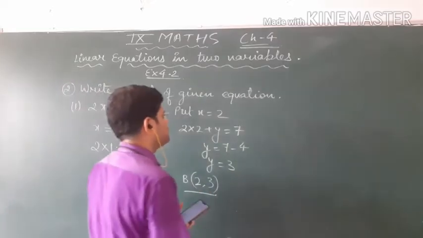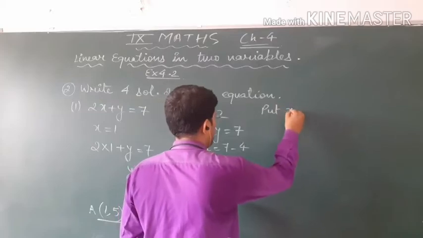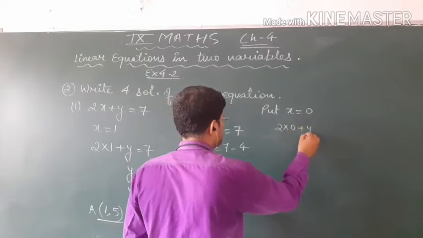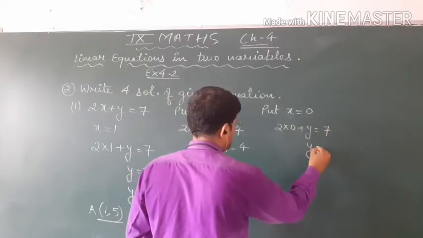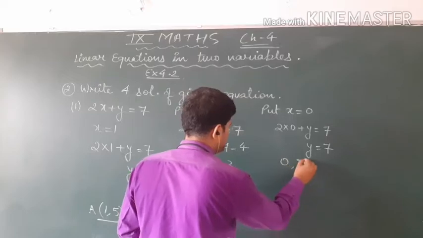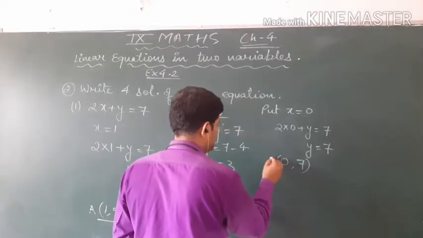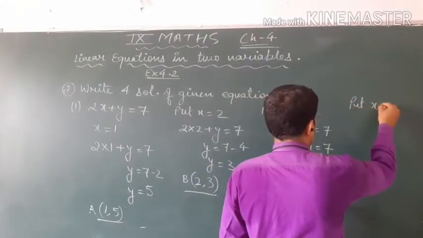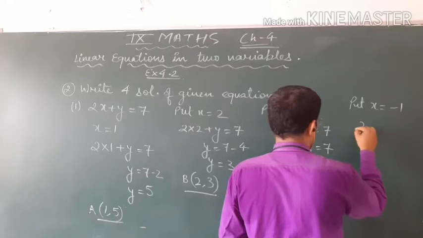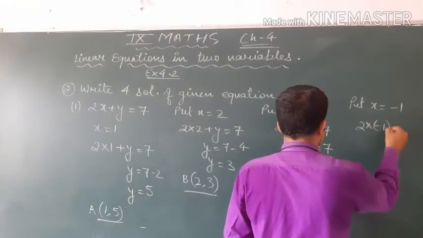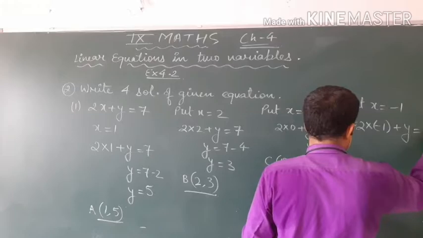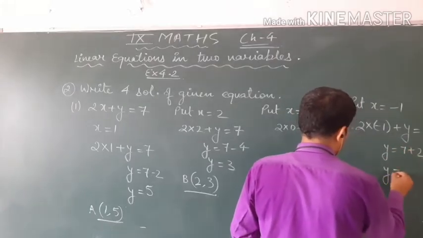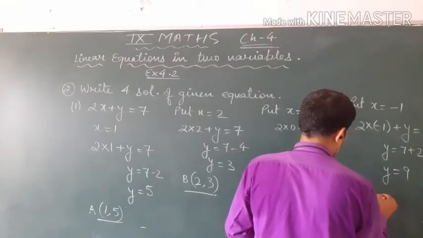So now the third solution. Put x equal to 0. When we put x equal to 0, 2 into 0 plus y equal to 7. Then y equal to 7. This answer is (0, 7). So this one is the coordinate. Now the fourth coordinate, put x equal to -1. Here I have shifted to the negative integers, whether we can write anything, any type of solution. 7 plus 2, we have y is equal to 9, and this one is (-1, 9).